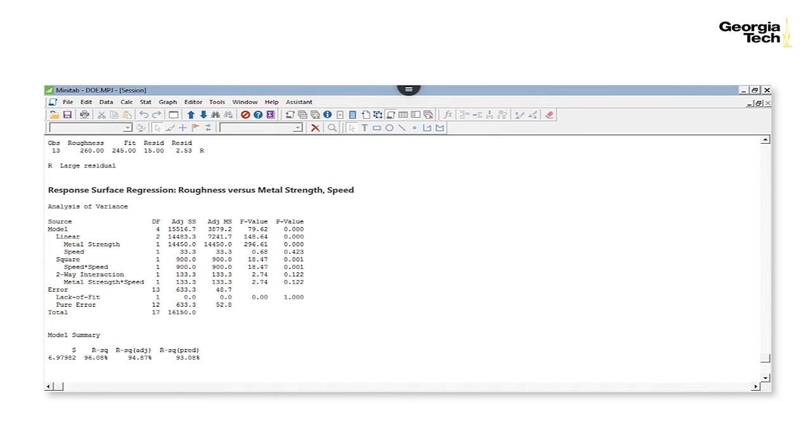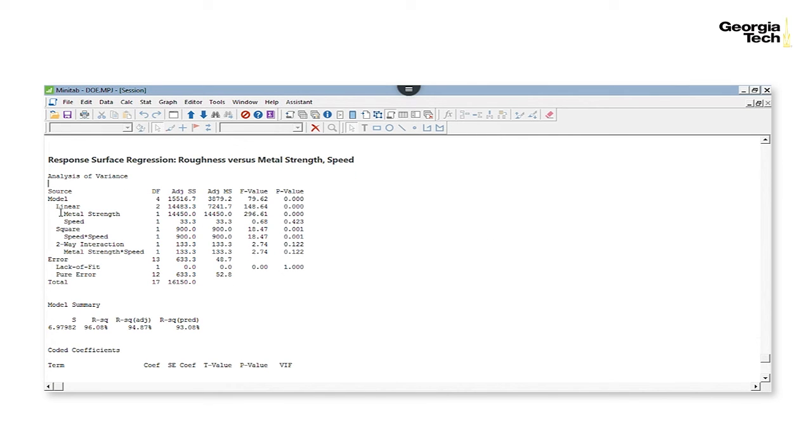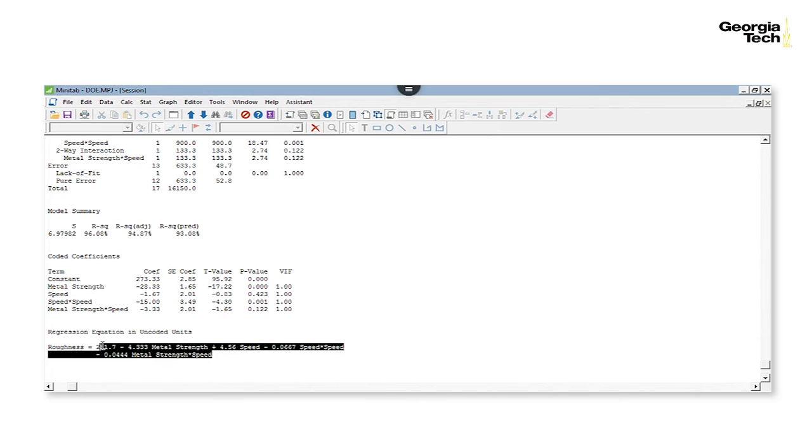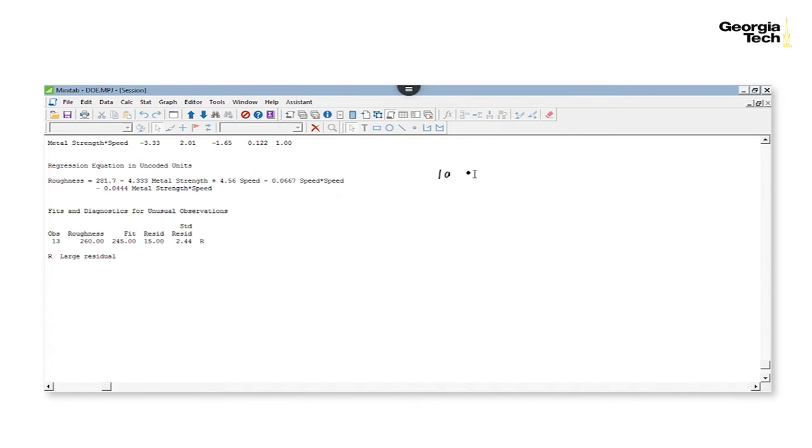Here are the results. As you can see, in the linear effects, metal is significant, speed is not significant. Previously, it was significant, and the reason is that the quadratic term of speed is now significant, not the linear term. And the interaction, as you can see, is not significant. Here we also have a regression model. So if we want to do some prediction, for example, we know that the low level of metal strength is 10 and high level is 20. For speed, the low level is 15 and high level is 45.